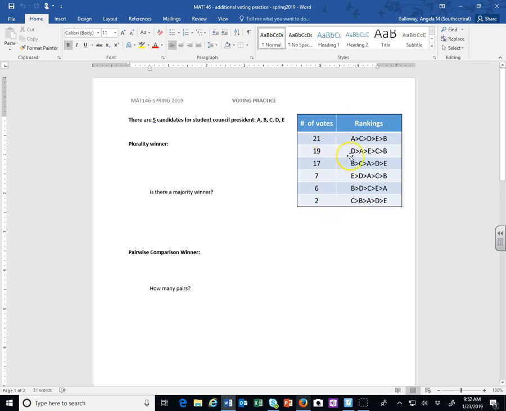So remember that with the rankings, whoever is written in first, those are the people that you would have put in first place. So the people that voted here said they wanted A first, then C, then D, then E, and then last place B, right? So 21 people said that. 19 people said they would want D, A, E, C, B, etc. All right, so that's how we read those.